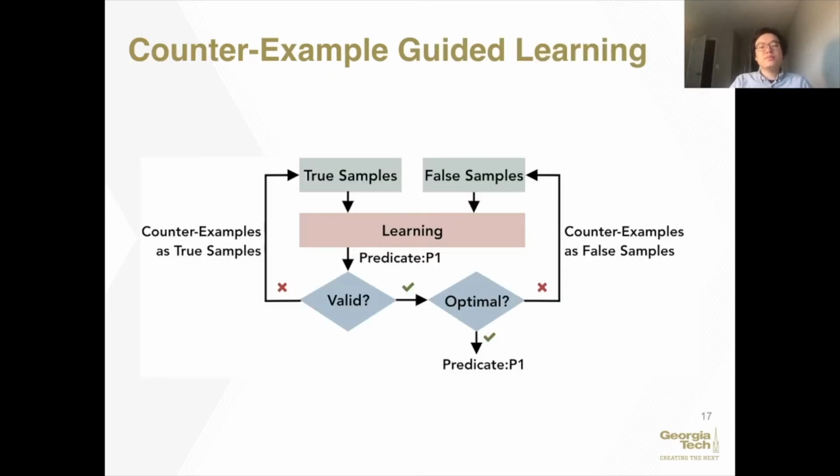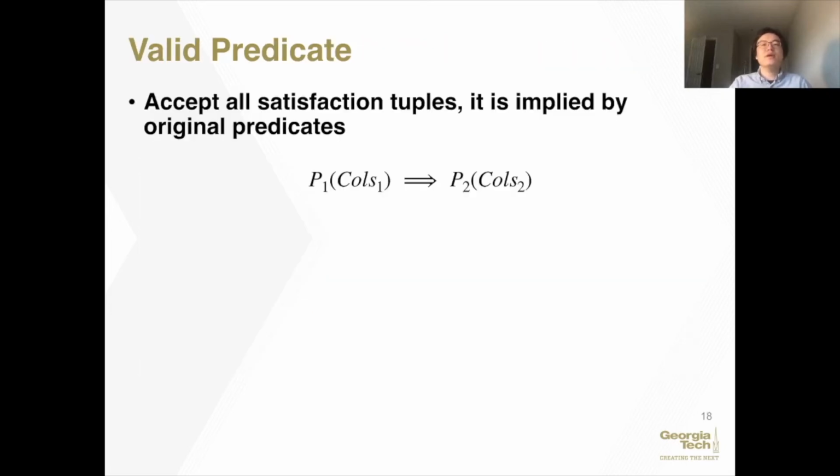After we get true samples and false samples, we can enter the learning phase to get a candidate predicate. But as we said before, we need to verify if the candidate predicate is valid and optimal. So how do we do that? Verifying that a predicate is valid is pretty simple. We just leverage the SMT solver to verify that P2 is actually implied by P1. If it is not, then we generate a counterexample that is accepted by P1 but not accepted by P2. In this case, we add this counterexample into the true samples to start the next learning iteration.